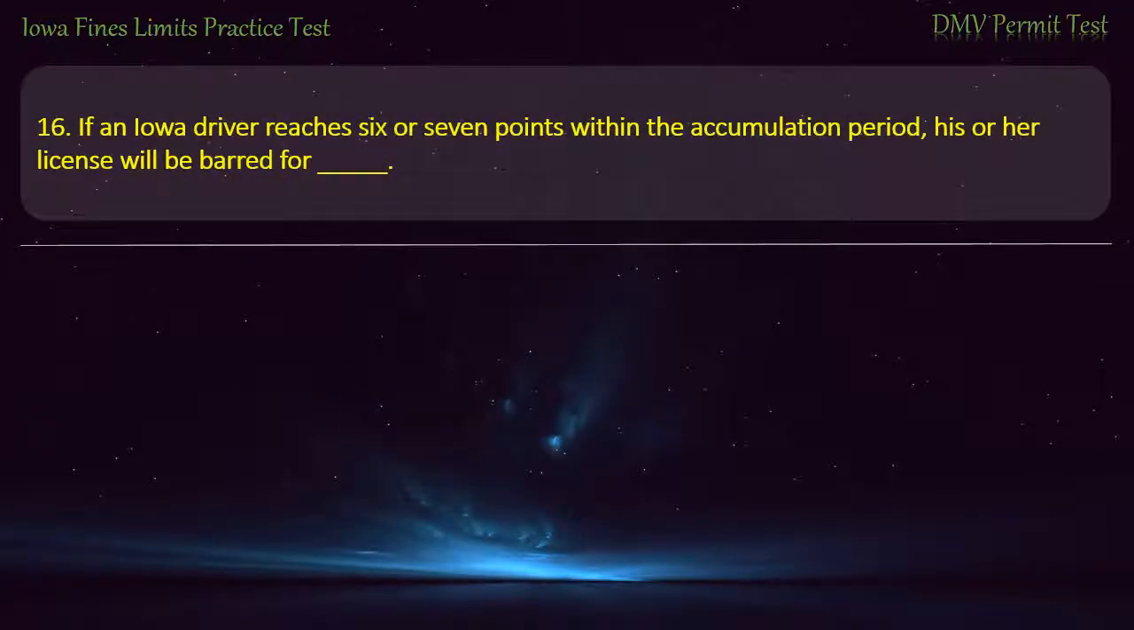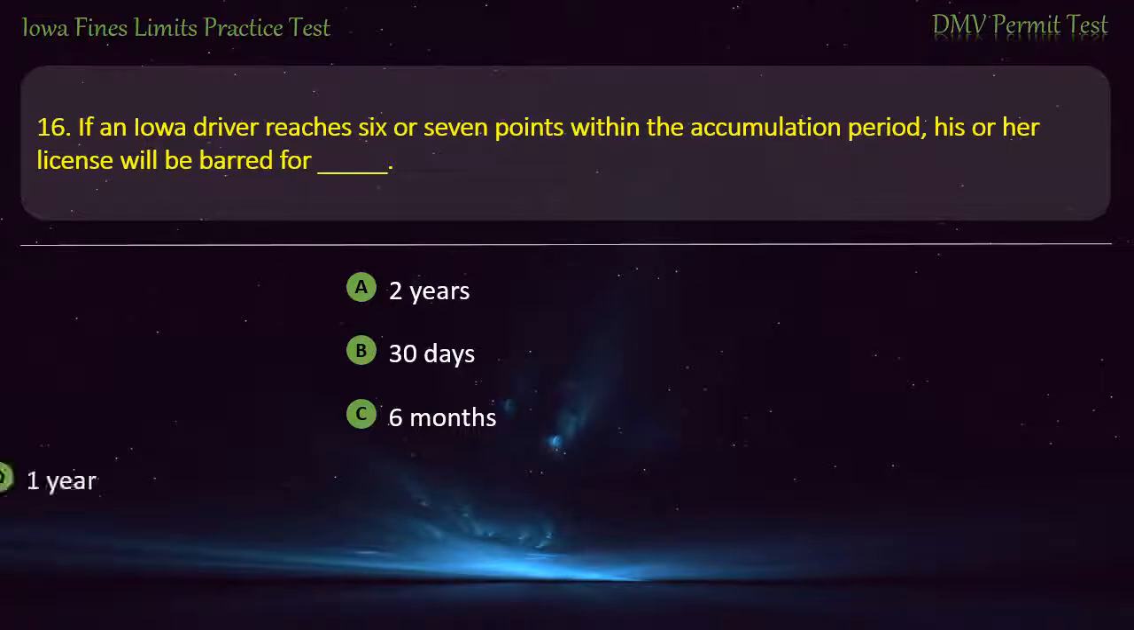Question 16. If an Iowa driver reaches 6 or 7 points within the accumulation period, his or her license will be barred for 2 years, 30 days, 6 months, 1 year. Answer. 2 years.